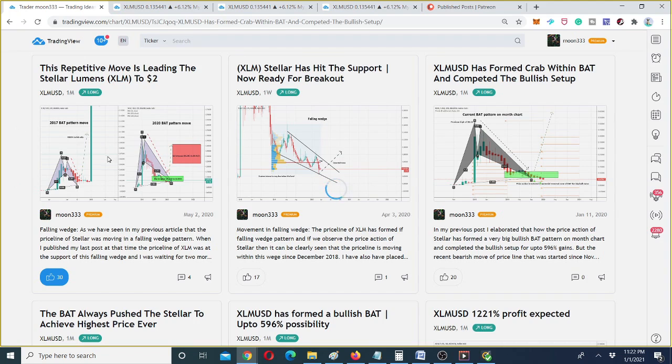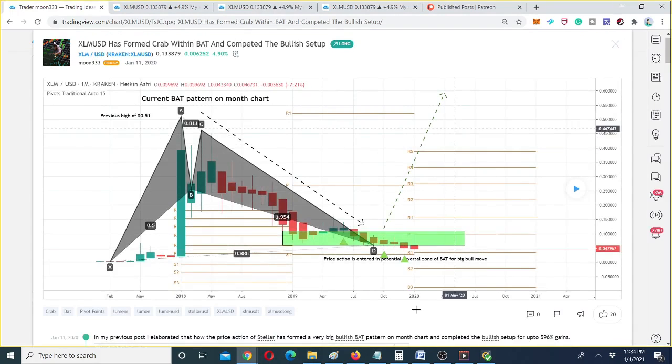Before that, I also told you that before this move, the price action of Stellar formed another bullish bat pattern on the weekly chart, back in 2017. The formation this time was bigger than the previous one, because previously it was a bat pattern on the weekly chart, but this time it was formed on the monthly chart. You can see the XLM USD chart with the time period of 1 month. So this time the chart was bigger, and we can expect a bigger move than the previous one, because previously it formed on the weekly chart, and this time on the monthly chart.